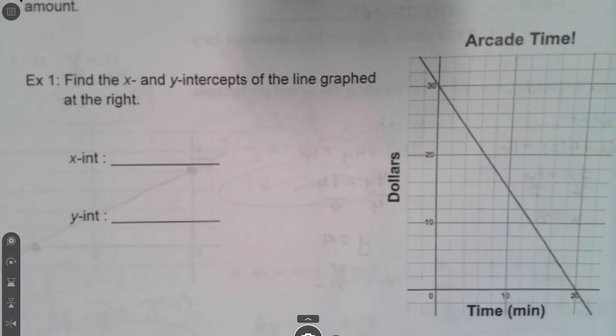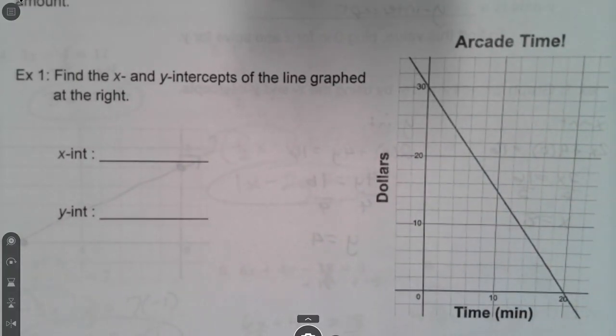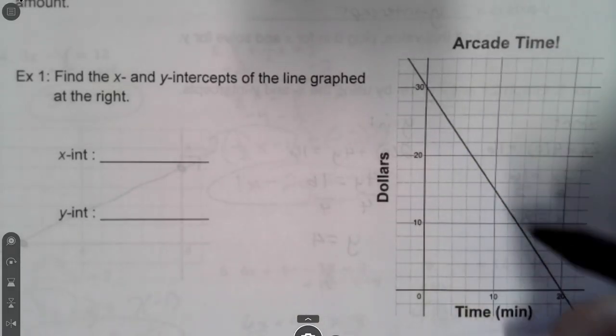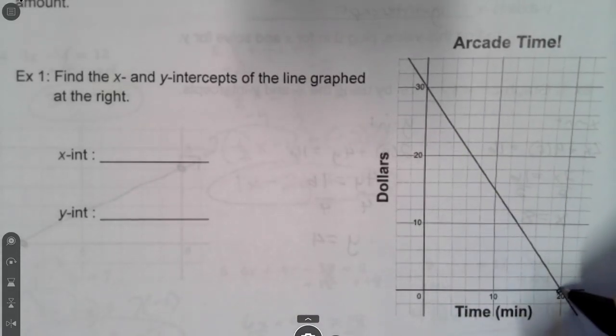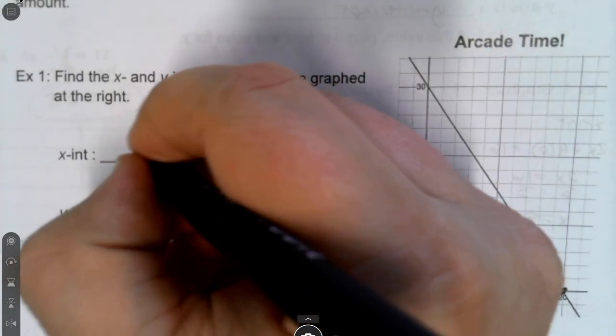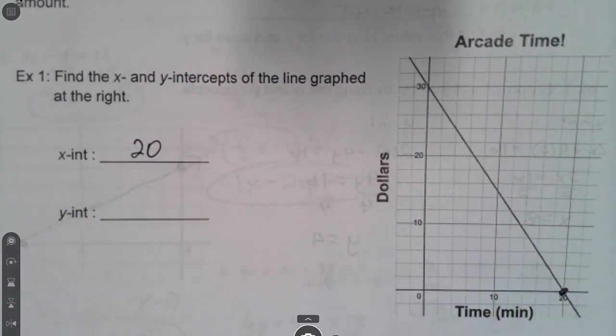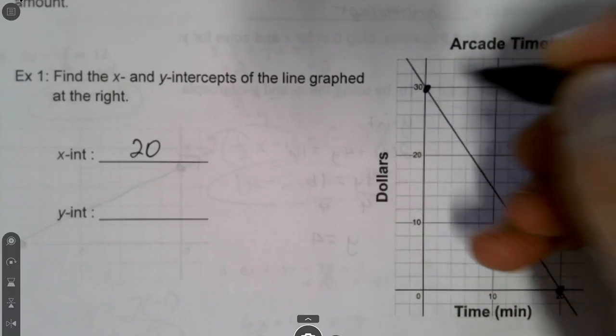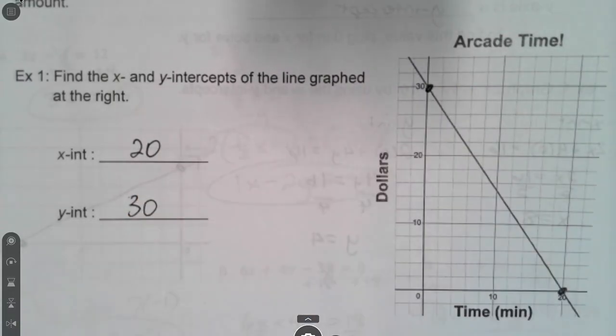Okay, so our first thing they want us to do is know how to find the x and y-intercept on a graph. So we figured out how to find the x-intercept and the y-intercept using equations on the previous one. Now we're going to find them on a graph. So remember, the x-intercept is where our line hits the x-axis. So that's 20. Our x-intercept is 20. The y-intercept is where our line hits the y-axis, so that's at 30.